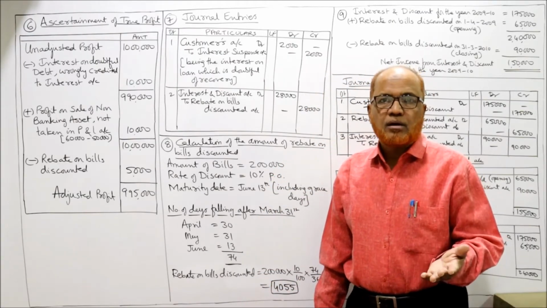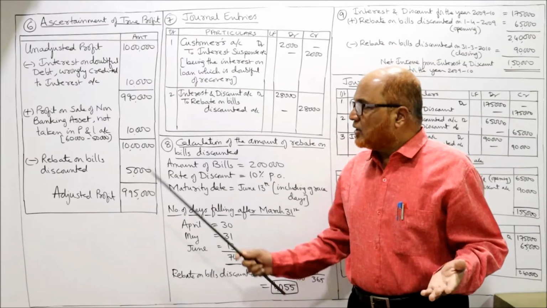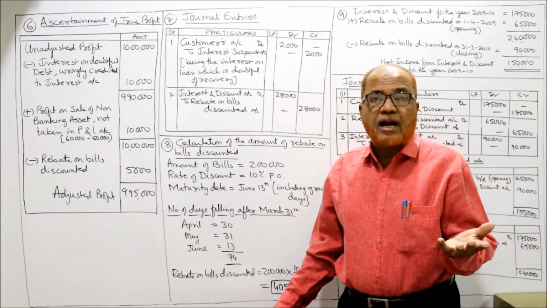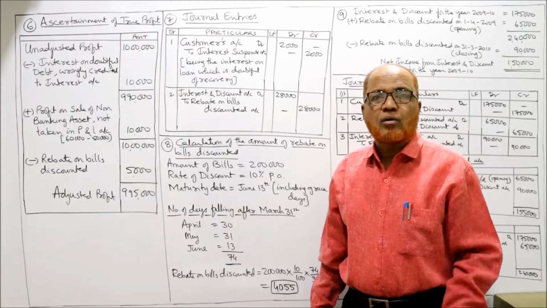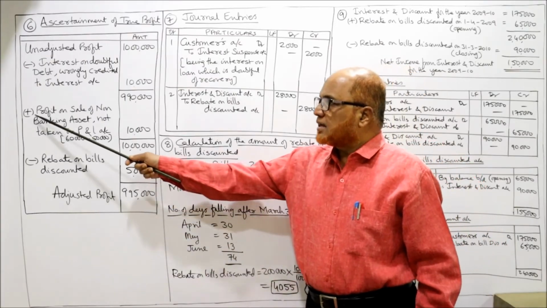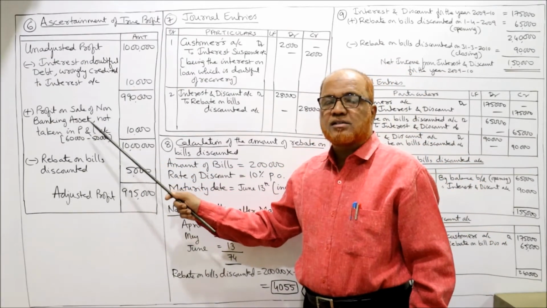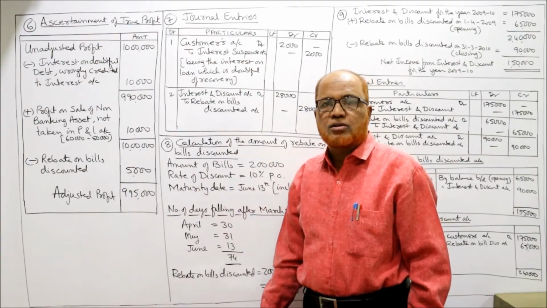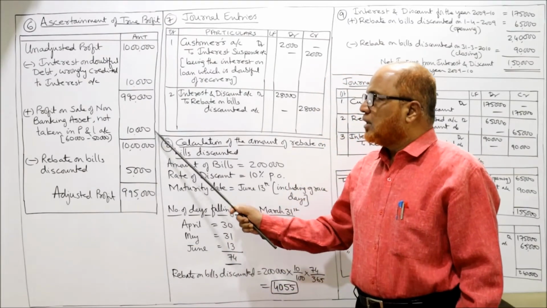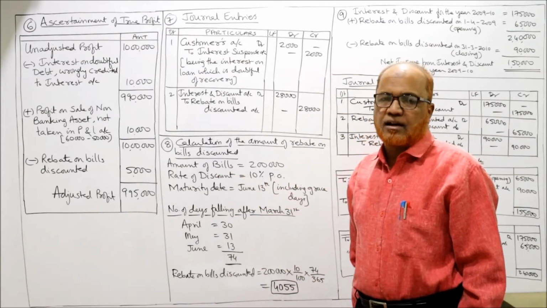तो प्रॉफिट कम हो गया क्योंकि 10,000 rupees profit has not been accounted. Now we will account it. Add up. तो प्लस कर देंगे प्रॉफिट ऑन सेल ऑफ नॉन बैंकिंग एसेट नॉट टेकन इन P&L अकाउंट 10,000. तो 9 lakh 90,000 plus 10,000, 10 lakh.